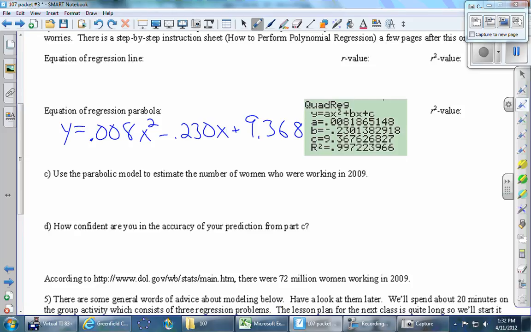Okay, so the whole point of getting this equation isn't to just look at a pretty curve and say, well, it's close to the dots. It's to use it to predict. Okay, we're predicting something in the past, but let's try it anyway. How much is X if we're in 2009? X is 109, right? If we're at 2009, that's 109 years from 1900. So what we need to do is put in 109 for all those X's.